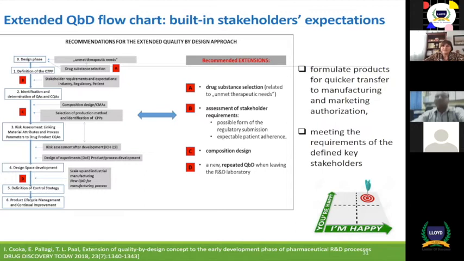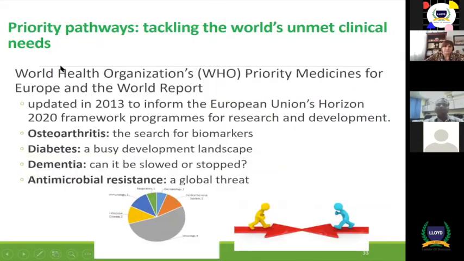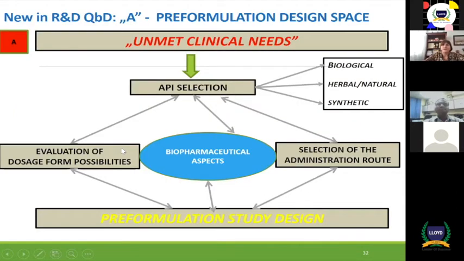That means that we put in, what you see in red, some extra steps within the QBD procedure, because research should be more iterative than industrial work. So the first new element in this R&D QBD is to start with the knowledge space. First of all, to see what we call the pre-formulation design space.